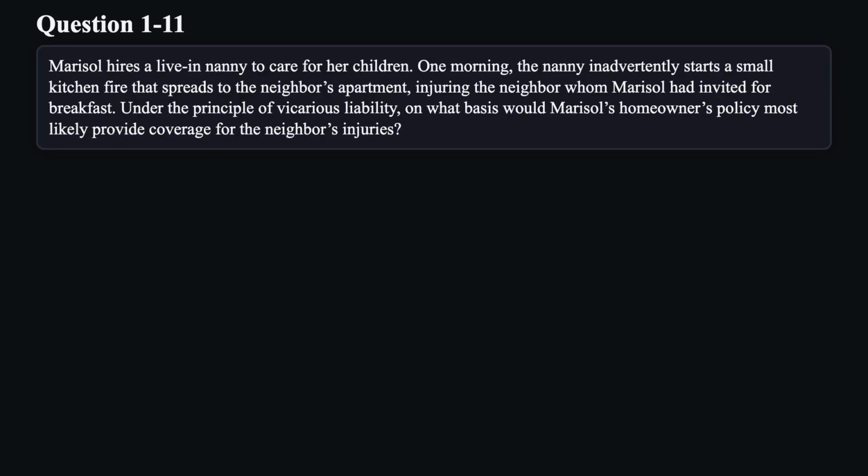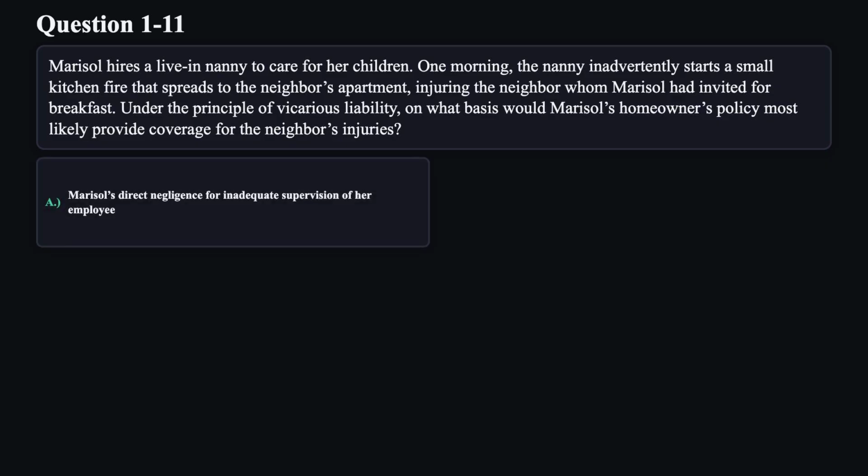Question 11. Marisol hires a live-in nanny to care for her children. One morning, the nanny inadvertently starts a small kitchen fire that spreads to the neighbor's apartment, injuring the neighbor whom Marisol had invited for breakfast. Under the principle of vicarious liability, on what basis would Marisol's homeowner's policy most likely provide coverage for the neighbor's injuries? A. Marisol's direct negligence for inadequate supervision of her employee.